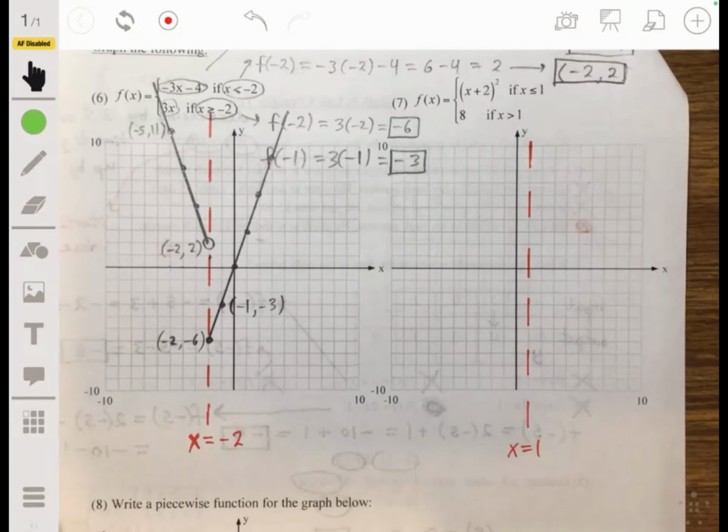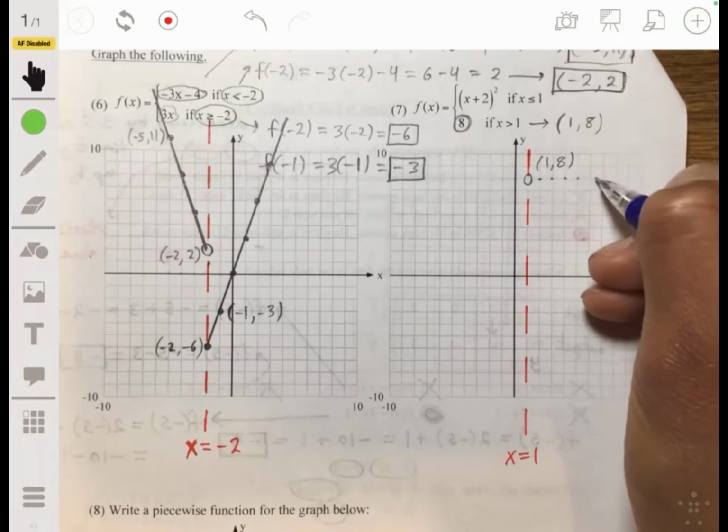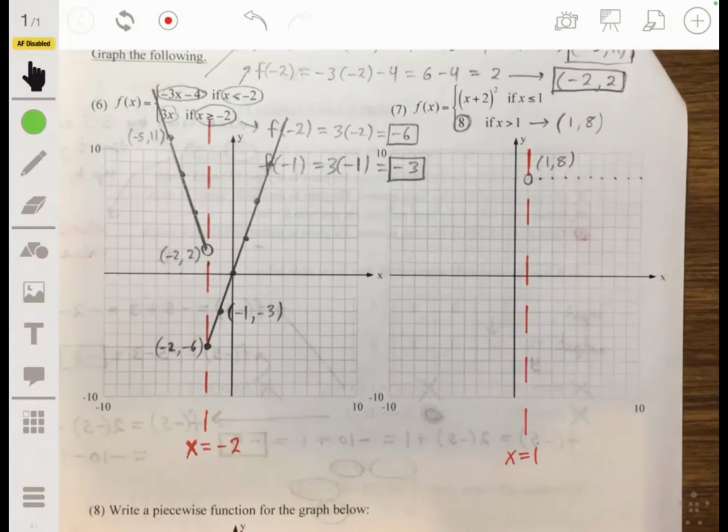Let's first do this one. This one's pretty simple because this is just saying that f of x equals 8 when x is greater than 1. So we're not going to include 1, 8. So we just draw an open circle there. So at 1, 8. 1, 2, 3, 4, 5, 6, 7, 8. We put an open circle. And then we just keep on drawing points going to the right, because this is our line y equals 8.